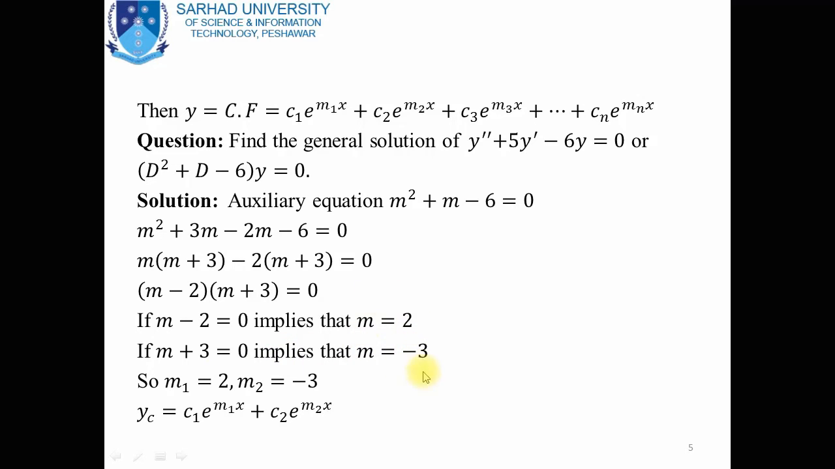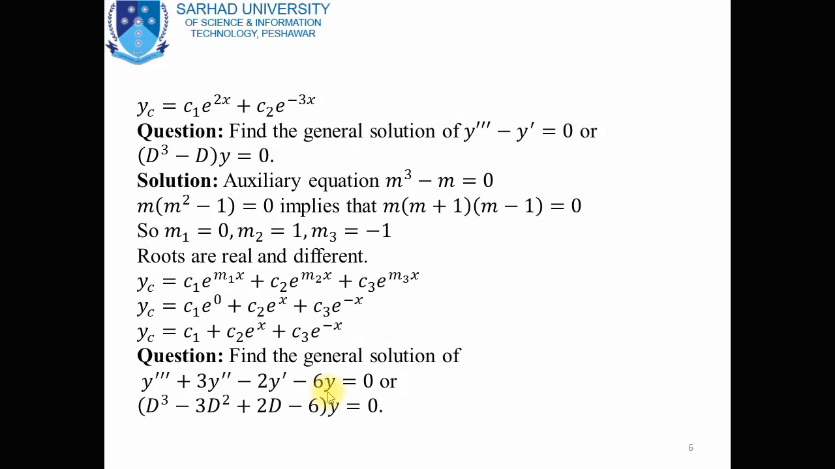You see over here the roots are real and different, so the complementary solution for this homogeneous linear differential equation can be written as yc is equal to c1 e^(m1 x) plus c2 e^(m2 x). Now putting in the values of m1 and m2, we obtain the solution yc is equal to c1 e^(2x) plus c2 e^(minus 3x).